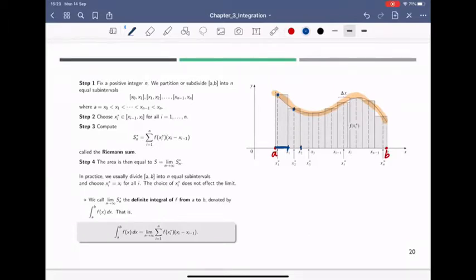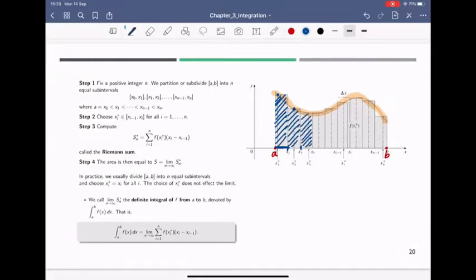No matter what choice of xi star you pick, at the end you are going to take n to infinity, and it's going to be just the vertical line anyway. So it doesn't matter how you pick xi star. If you keep doing that, you are going to get the area under the curve.